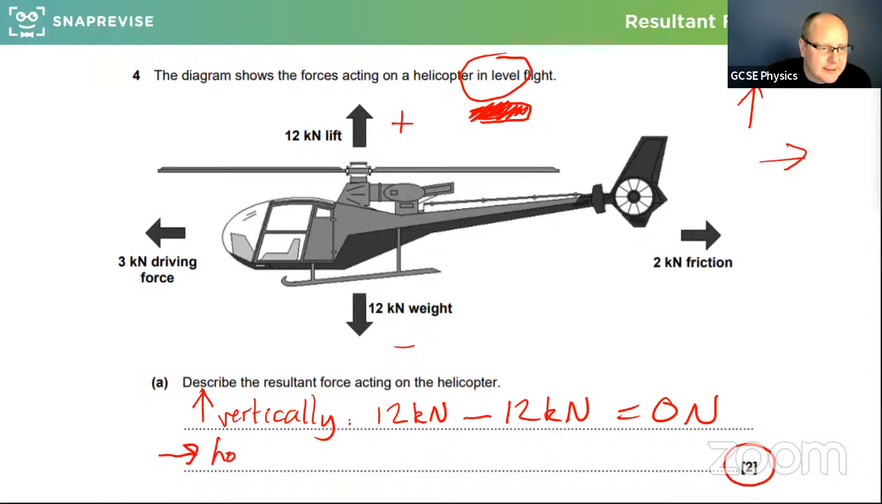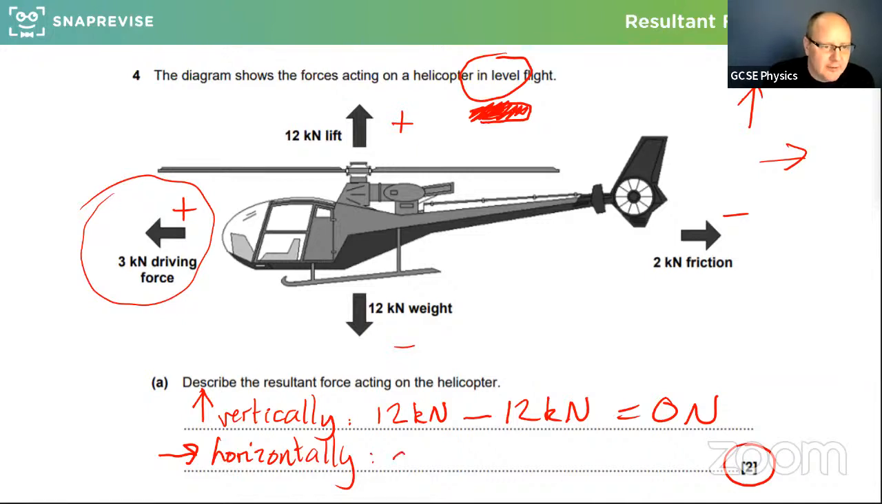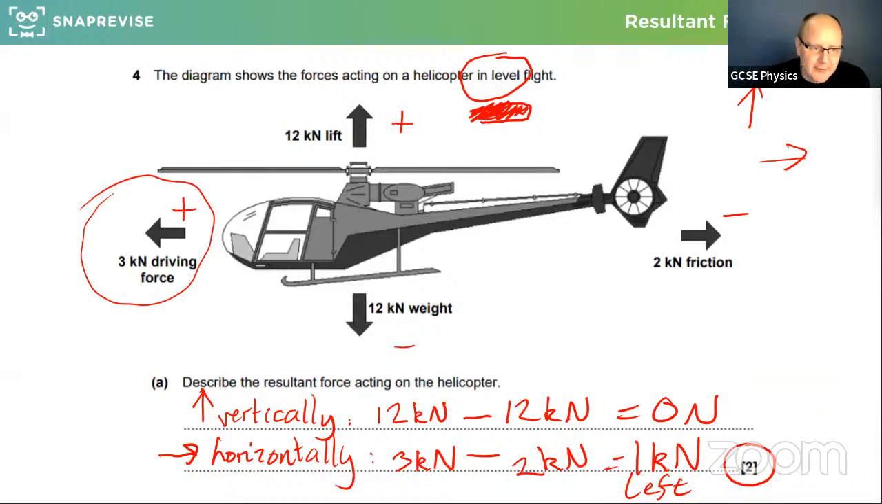And then horizontally, I'm going to say that left is positive, and I'm going to say that right is negative. And again, it doesn't matter which way around you choose. It makes sense to choose the direction where you're going to end up with the resultant force as being the positive direction. So there we're going to have 3 kilonewtons to the left, take away the 2 kilonewtons of friction to the right, and we've got 1 kilonewton there, which is acting left. So I need to add that word left, or to the left, there.